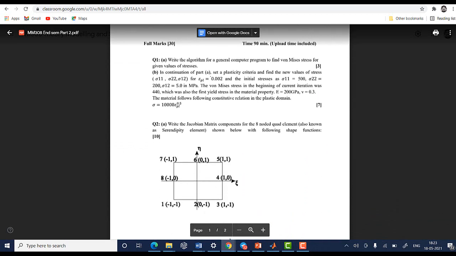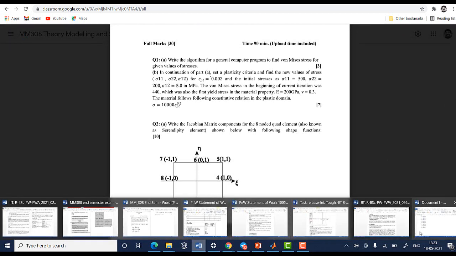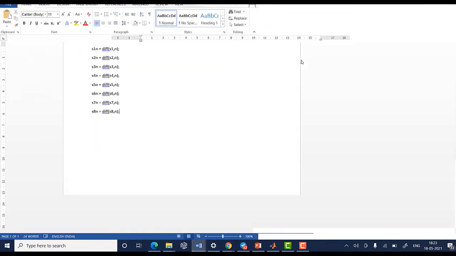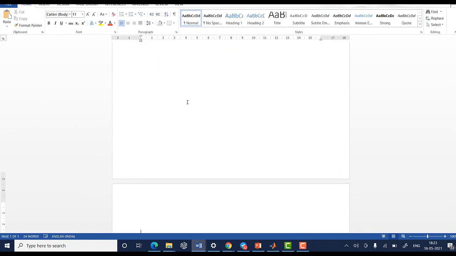Then question number 1: you have to write an algorithm for any computer program to find the von Mises stress for general values of stresses. So let us do that. What you can do is begin with initial values of stresses in any program. So you can write S11, which will be given, so let us call it S11 old is equal to some value. So you can write Sij old values are given.